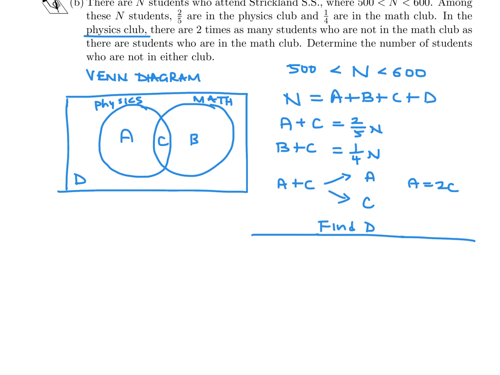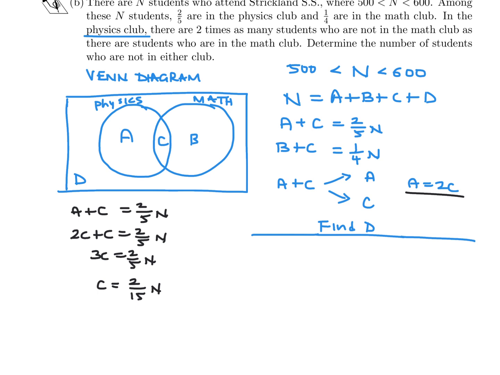Let's start with A plus C. That is 2/5 of N. Correct? And then I can use that. We got A is 2C, so 2C plus C is 2/5 of N. So that means 3C is 2/5 of N. And that means that C looks to me like it's 2/15 of N. And then therefore A would be 4/15 of N, if I did that correctly.